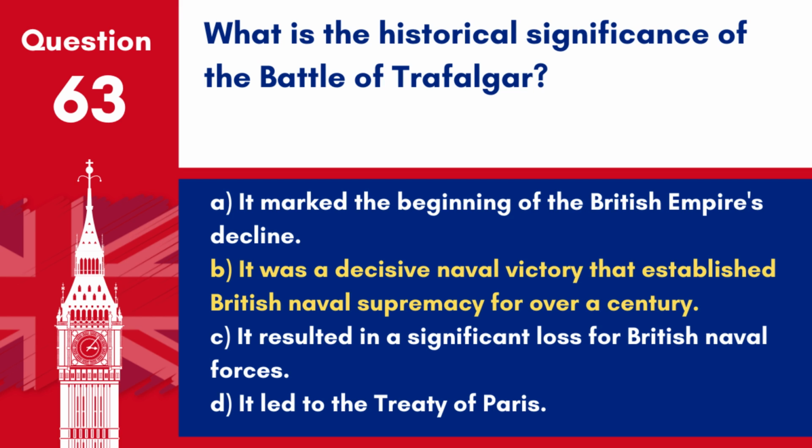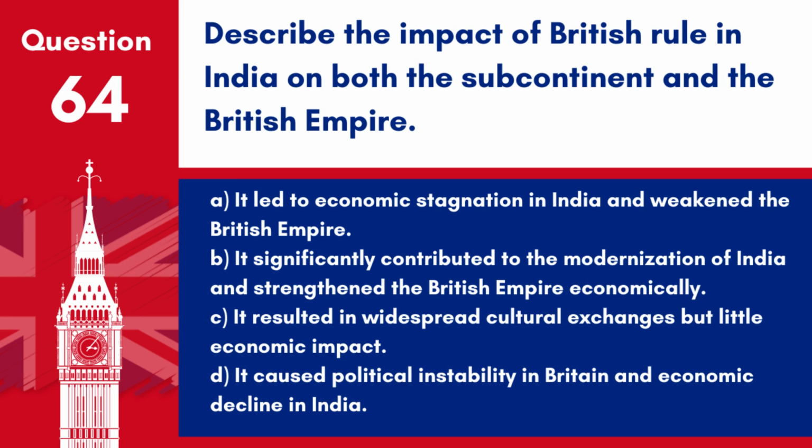Answer: B. It was a decisive naval victory that established British naval supremacy for over a century. The Battle of Trafalgar in 1805 was a pivotal moment in naval history, ensuring British control over the seas. Question 64. Describe the impact of British rule in India on both the subcontinent and the British Empire.